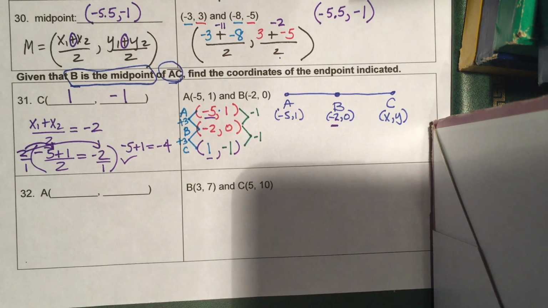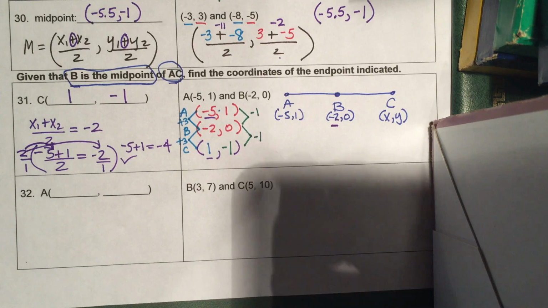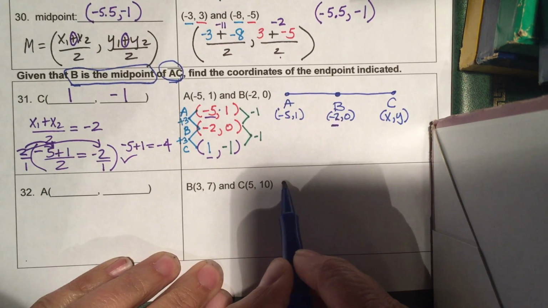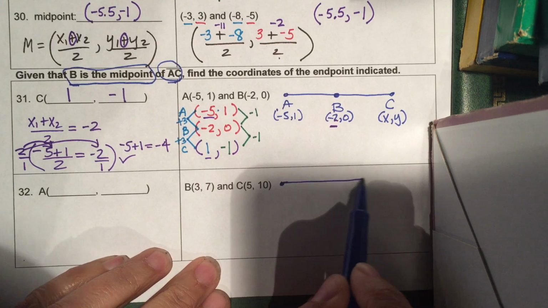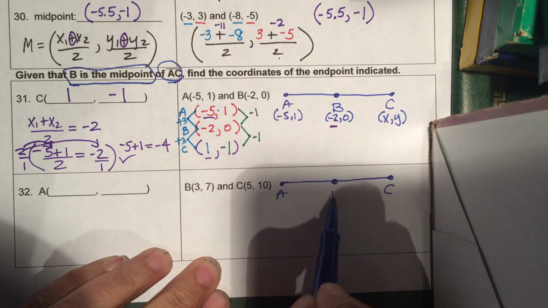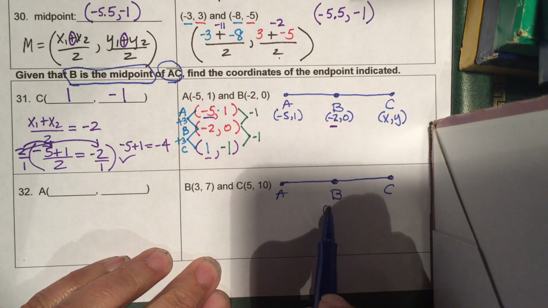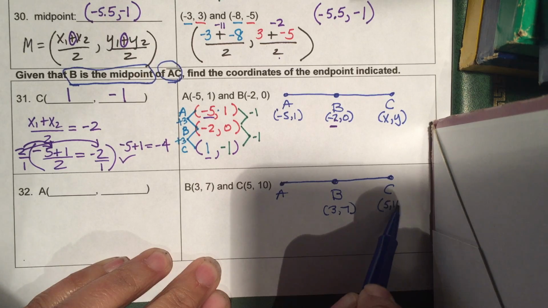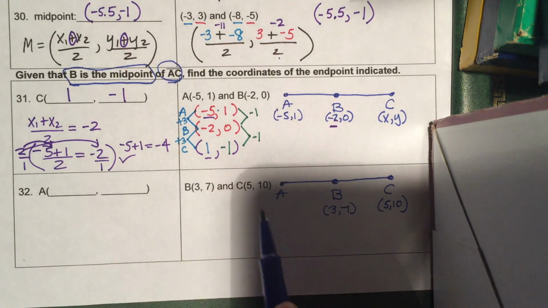Okay, so let's do 32, and we're going to do 32 the same way. For 32, you've got B and C now. So you draw your picture. I've got segment AC, it's the same thing. B is your midpoint. Now I know that B is 3, 7, and I know C is 5, 10. And I want to find A.